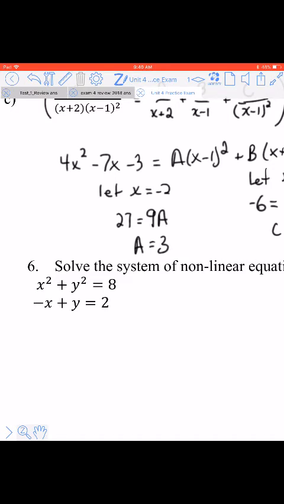Okay, so question 6 is from section 5.4, solving nonlinear systems of equations. This is not going to work with elimination, because if you notice, x squared and x aren't like terms, and y squared and y aren't like terms either, so those can't eliminate. So I'm going to do the substitution method. If I rewrite this bottom equation, I can write it as y equals x plus 2 if I just move the x over.